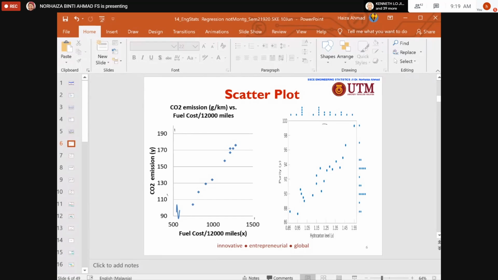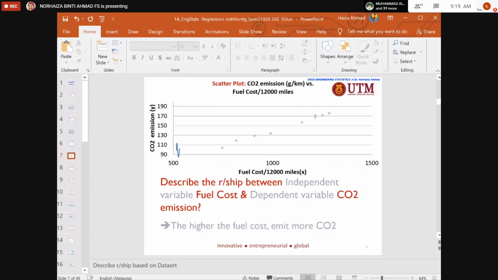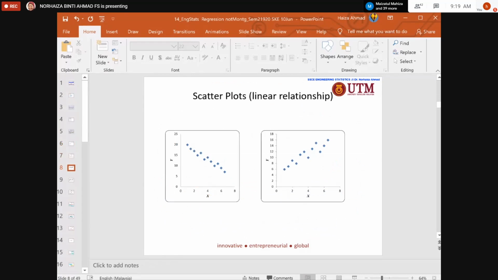So when you're describing relationship in general like this, plotting is a good way to go about this. Okay. So these are other examples of what we can describe as a linear relationship. This one looks linear as well. As Izamuddin said, this one has an inverse linear relationship. This one is a direct linear relationship.